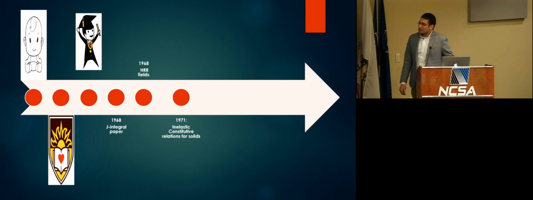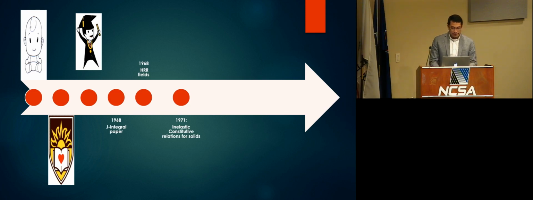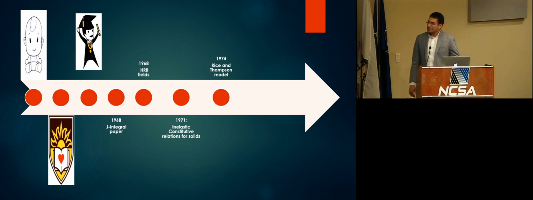In 1971, Jim has another foundational paper that introduced the plasticity theory with internal state variables in a thermodynamically consistent way. And then he has the ductile to brittle transition, or brittle to ductile transition model in crystals with Thompson in 1974.